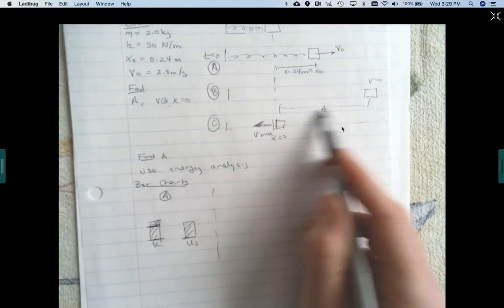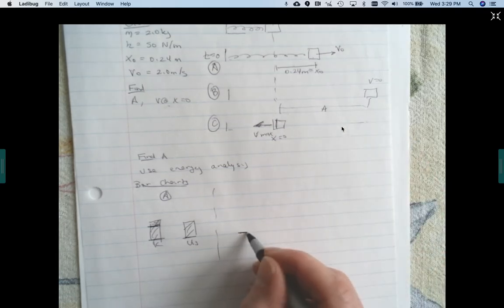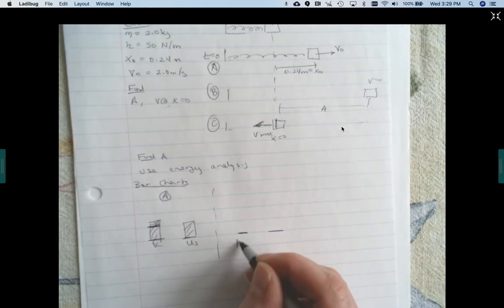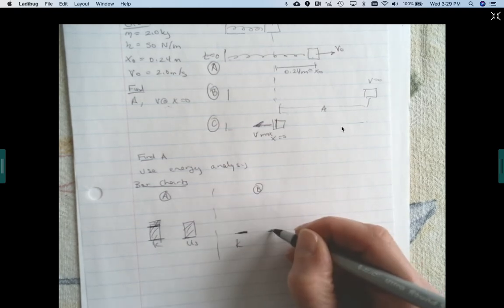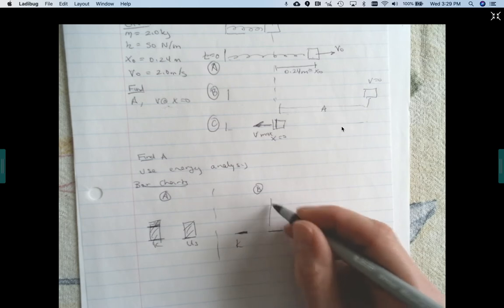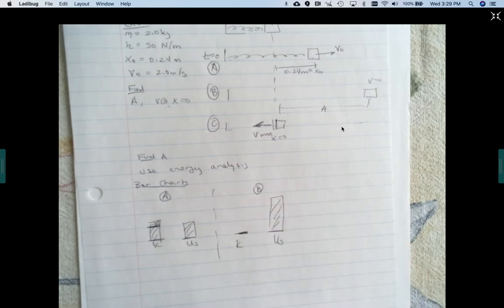And then at position B, we've gone all the way out to our maximum displacement. Our velocity is going to be equal to 0 right there. So my kinetic energy is going to be 0 at position B. And I'm going to have all potential energy in the spring.